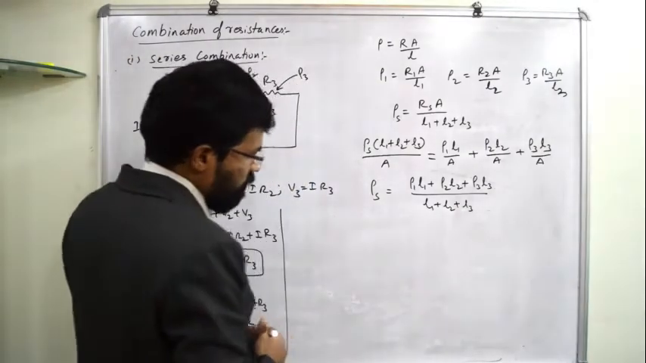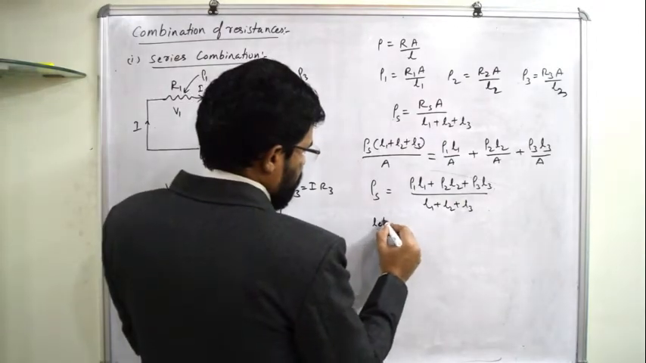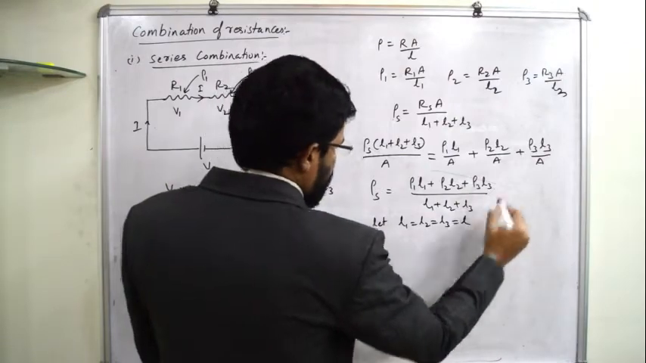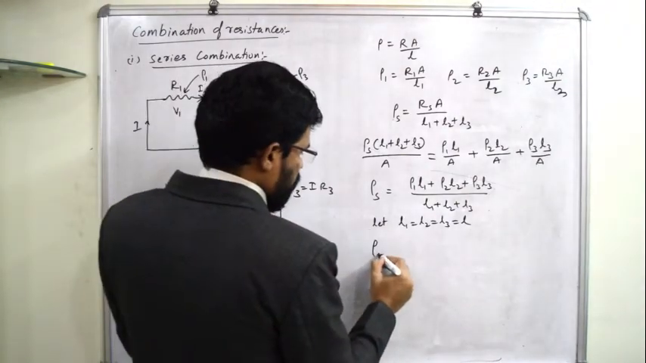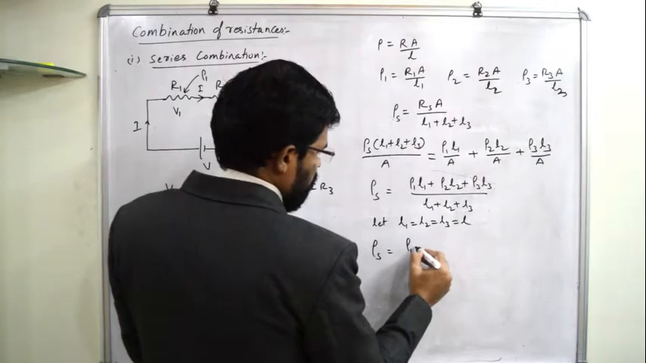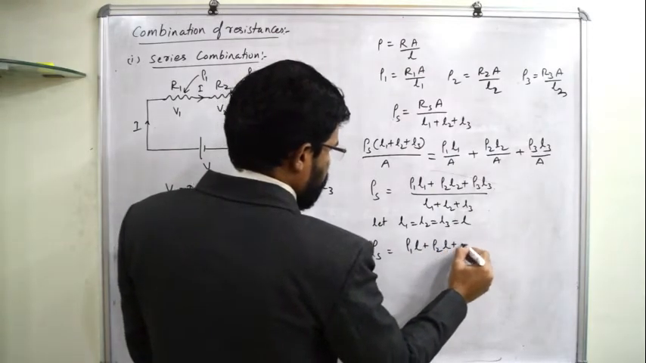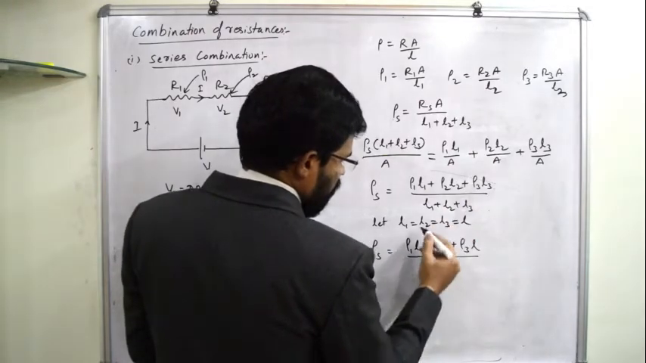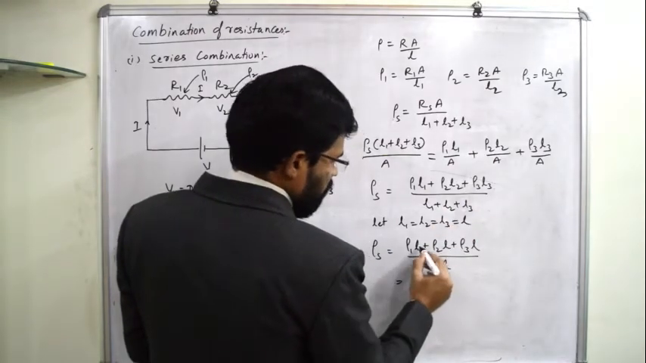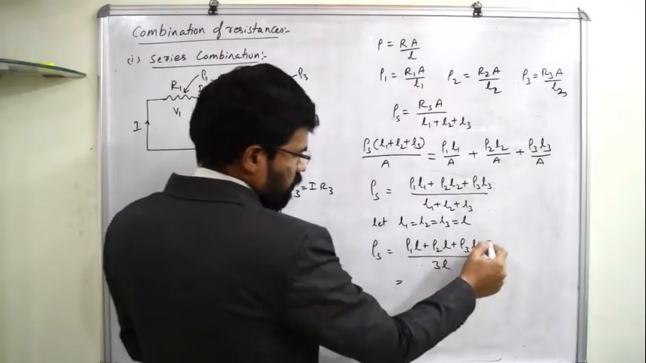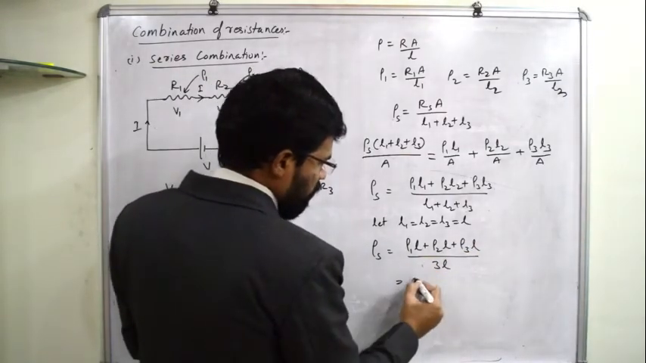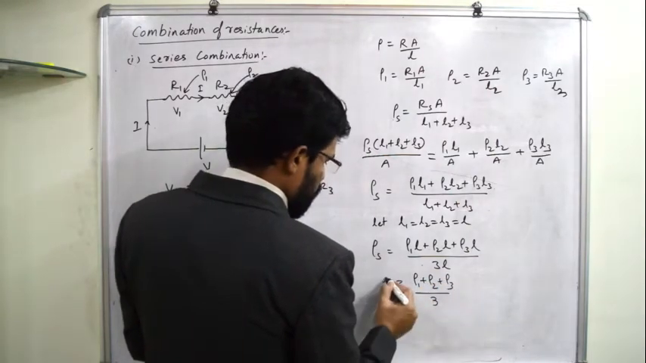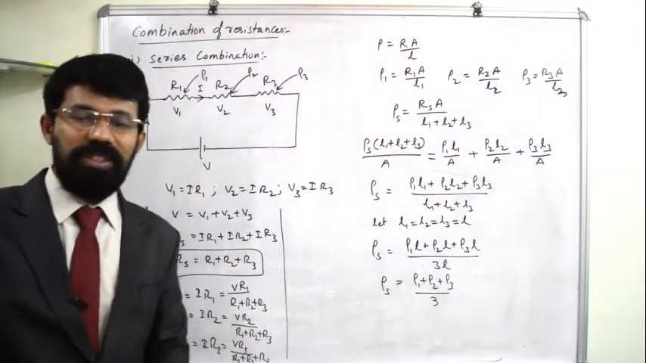Let us talk about one of the possible situations here. Let L1 equal L2 equal L3, all of the same length; I'll take it as L. Then what happens? This rho s can be simplified as rho 1 L plus rho 2 L plus rho 3 L divided by L1 plus L2 plus L3. So all are L's only, so you will have 3L in the denominator. You can take L common from the numerator, the numerator L and denominator L get cancelled, and finally you are left with rho 1 plus rho 2 plus rho 3 by 3. So this is the effective resistivity in the series combination.